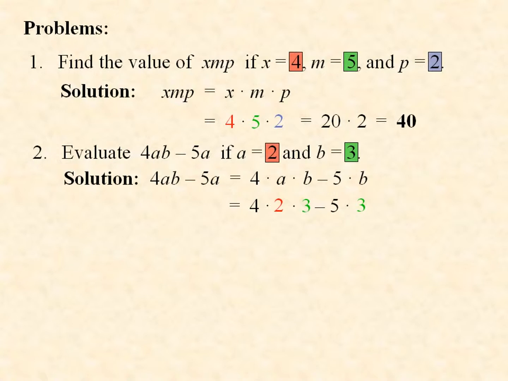So we do the multiplication parts first, and we get 24 for 4 times 2 times 3, and 15 for 5 times 3, so this is 24 minus 15, which is equal to 9.